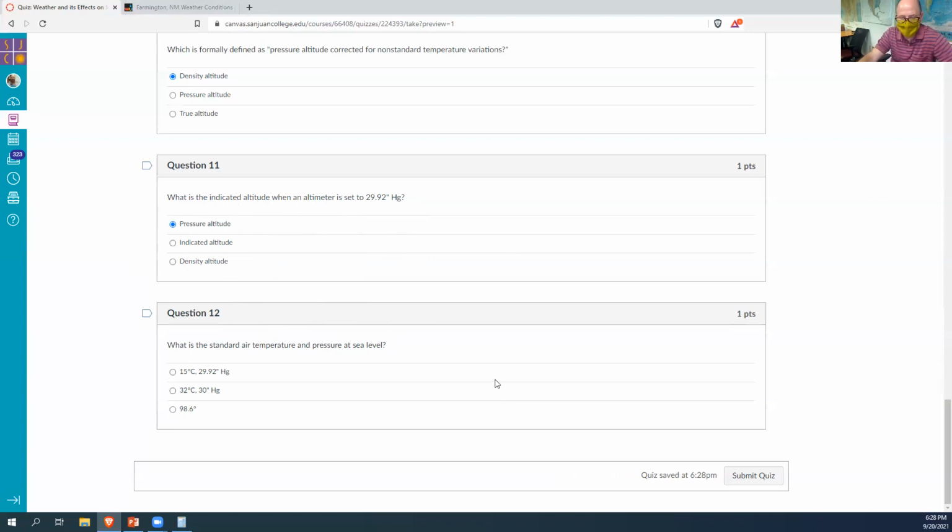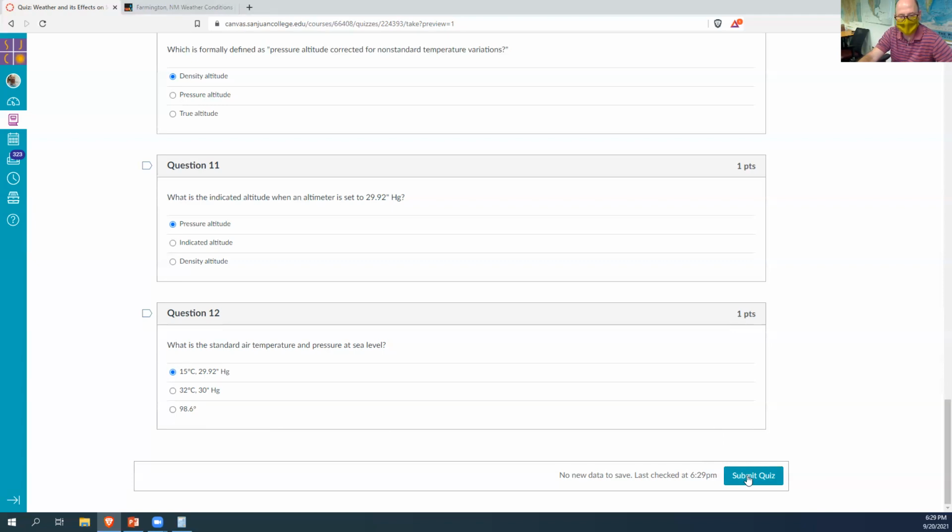All right, what is the standard air temperature and pressure at sea level? You would think, yeah. Do you remember the 15 degrees C, which is also 59 degrees Fahrenheit? And these other ones, what is this? Freezing, 32 degrees C is not even freezing, that's F, right? And then 30 inches Hg, you know, close. And then 98.6 degrees. So you can kind of throw those away.